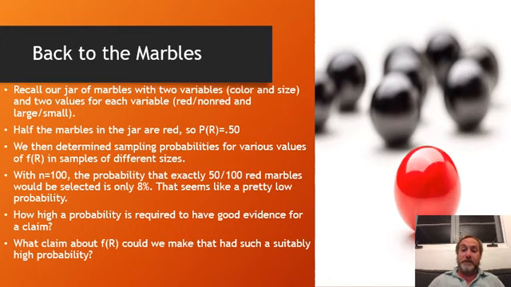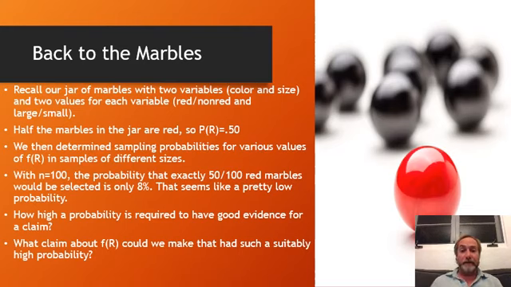As we just said, typically we don't know P(R) in the population. Let's talk about a population where we do know, right, so that we can establish the relationships that would hold between a sample and a population, and then we can apply it to situations where we don't know the probabilities in the population. So let's say that we know half the marbles in the jar are red, so P(R) equals 0.5.